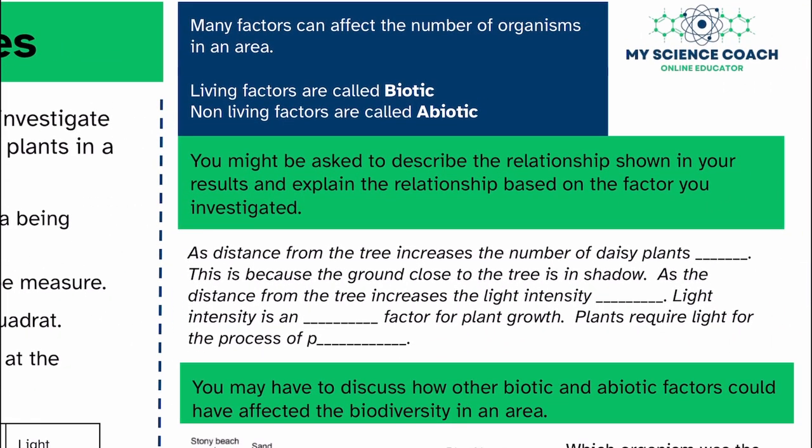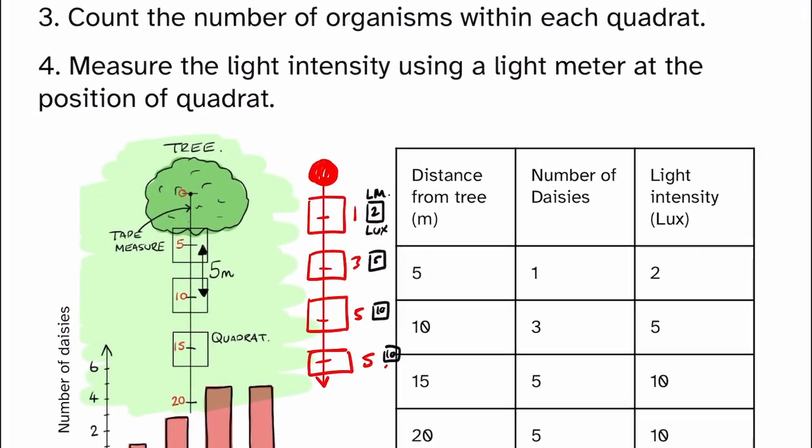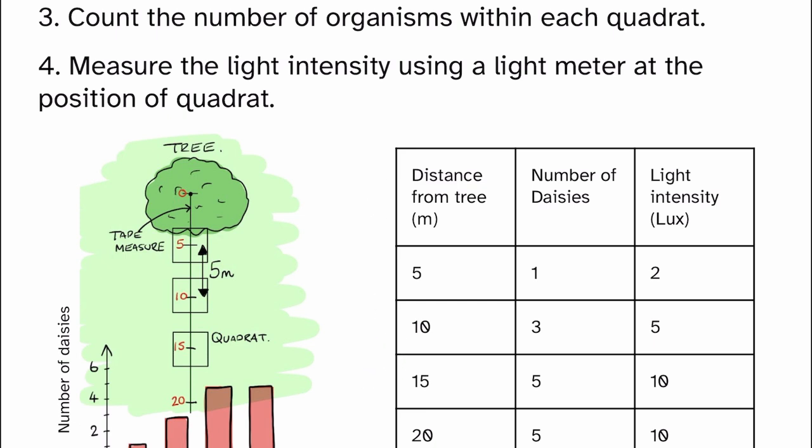They might link this to ask you reasons why. So for instance, if in this investigation we can see that as we move further away from the tree, the number of daisies has increased, they might say, give an abiotic reason and a biotic reason why that has happened. So remember, biotic are living things, abiotic are non-living things. You might say, oh well, the tree causes shade, so the light intensity is increasing. That is an abiotic factor. So light intensity is an abiotic factor.